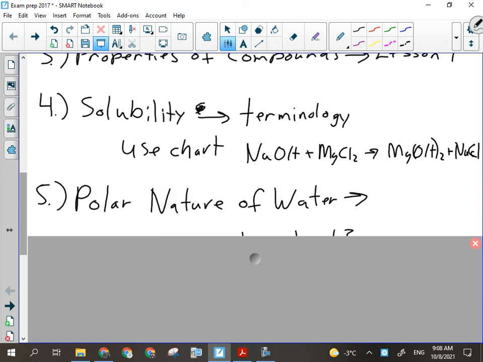Okay. Polar nature of water. Definitely need to know about that. Need to know about hydrogen bonding, cohesion, adhesion, that kind of stuff.